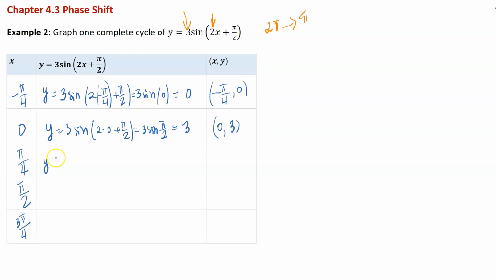When x is pi over 4, y is equal to 3 times sine of 2 times pi over 4 plus pi over 2, equal to 3 times sine pi. Sine pi is equal to 0. 3 times 0 is 0. So the third point is pi over 4, 0.